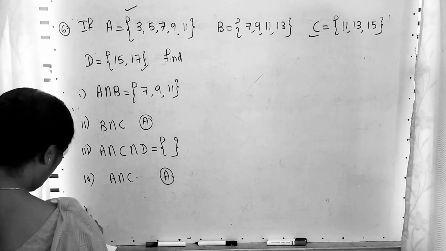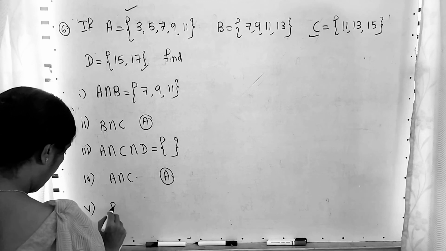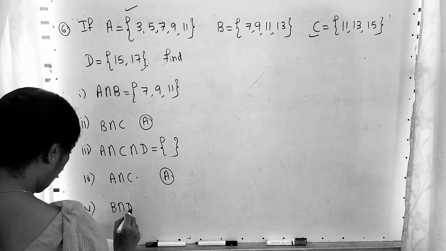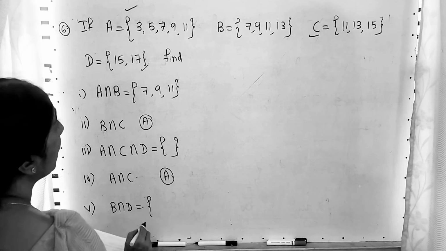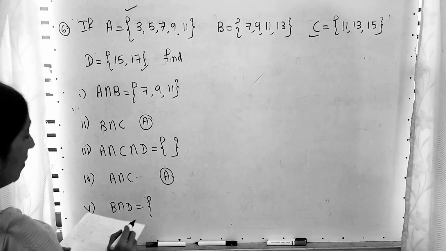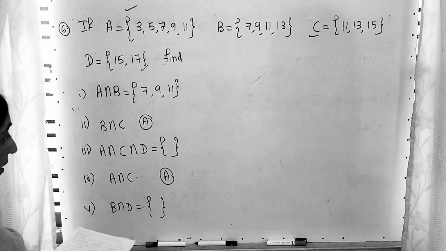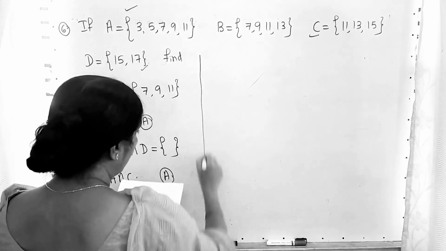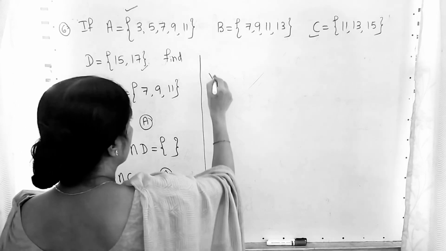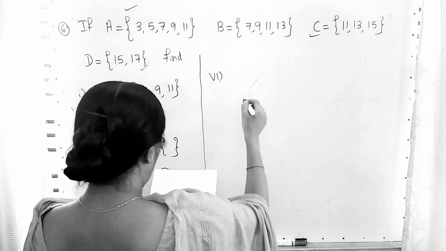Fifth one, B intersection D. In between B and D, what is common? In B and D, there is no common element. Moving to the next question, that is the sixth. What is the sixth one?